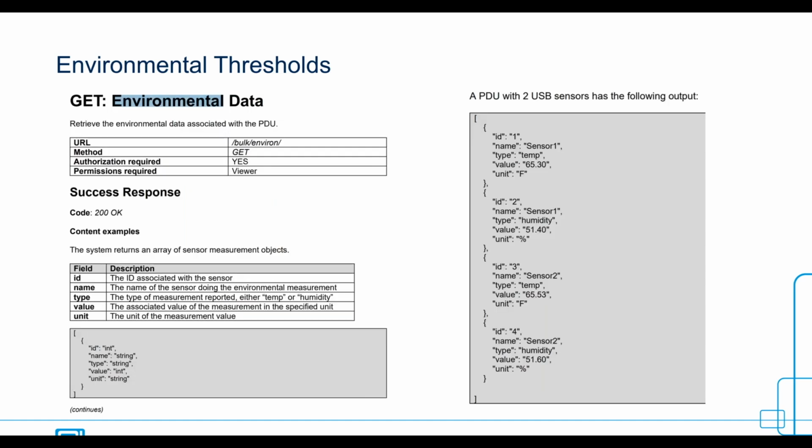Now, on bulk API, we also have the capability of retrieving the environmental data as well as setting it. This is an example of how we retrieve it. So we have specific commands for that.